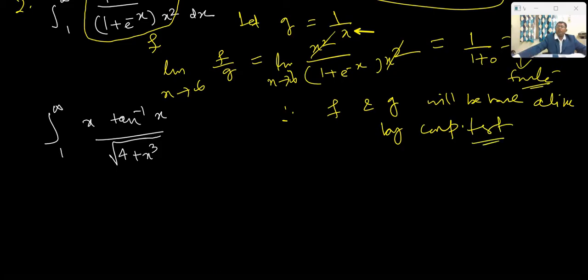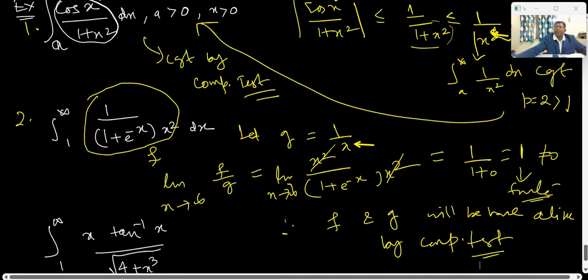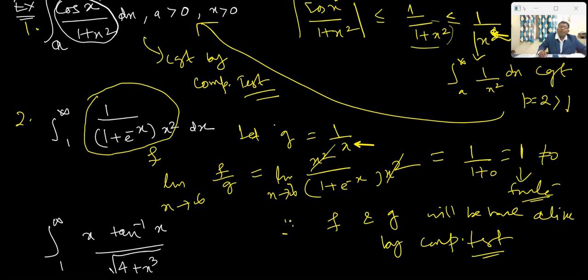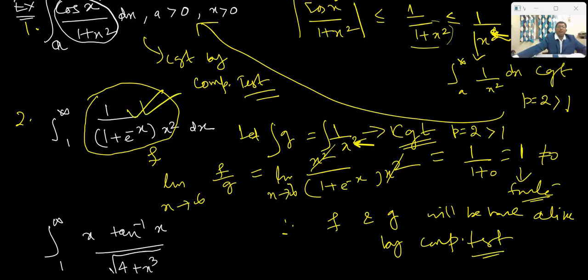Is it not? So this integral here is the integral of g. The integral of g here is what? This integral is convergent. This is x square, and it is convergent because of the p test, p equal to 2 greater than 1. So this is convergent, which means this is convergent. So clearly what do we conclude here?